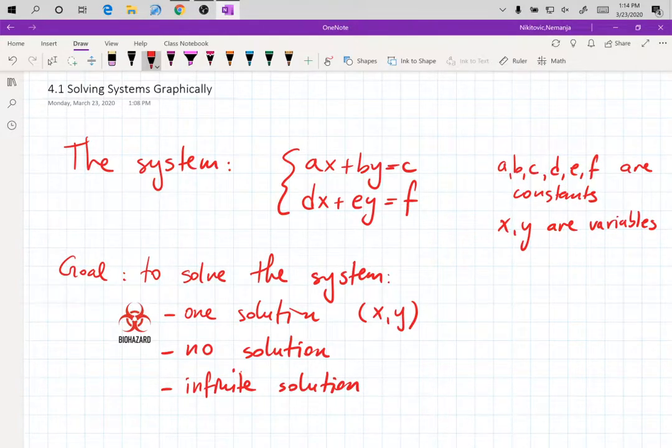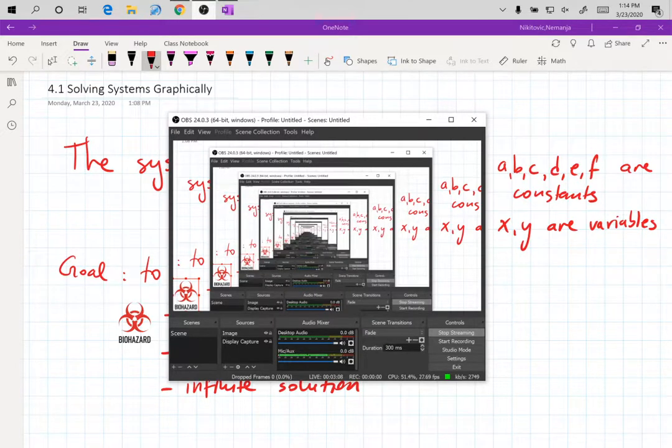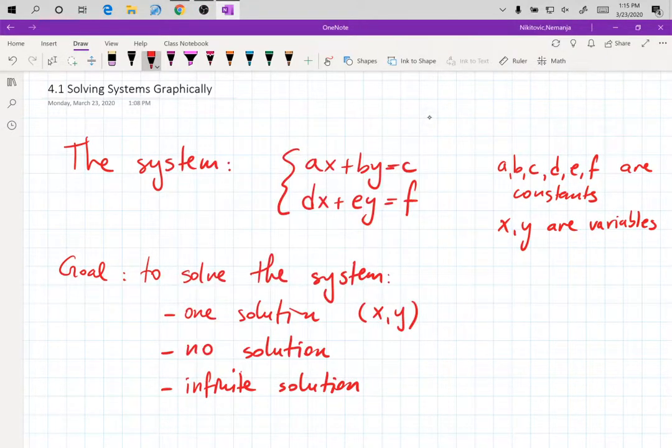Oops, why is this like that? Give me 1 second. That's better. I'm not sure why that is in the middle of the screen. It's supposed to be in a corner.